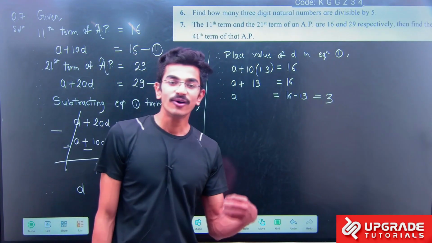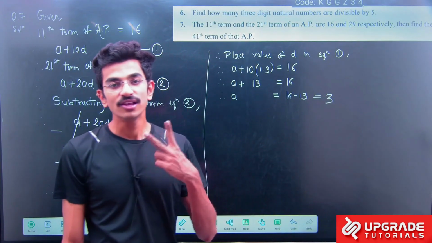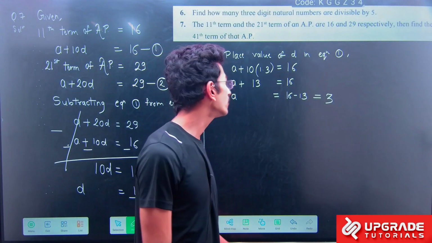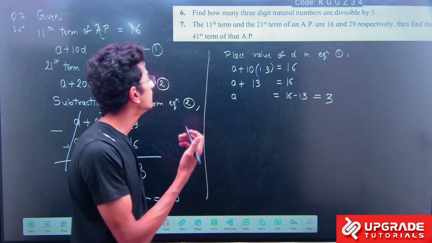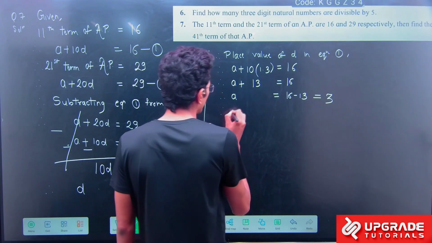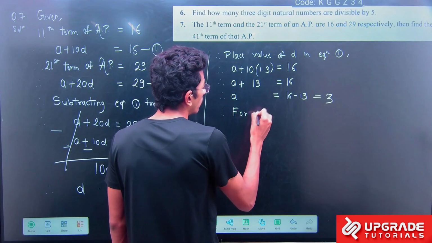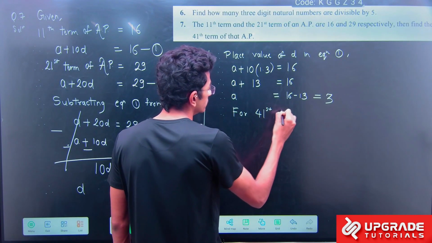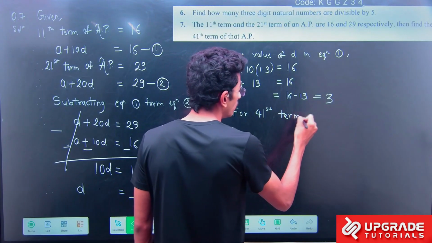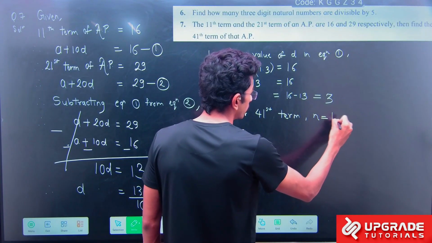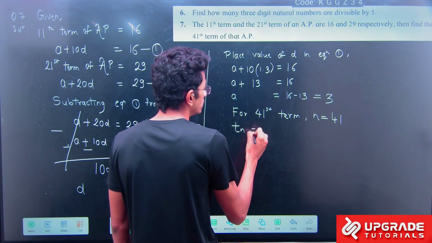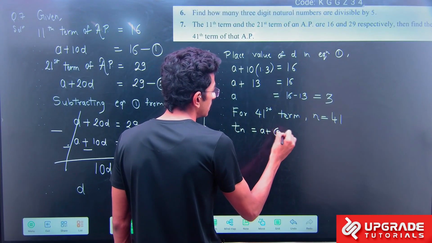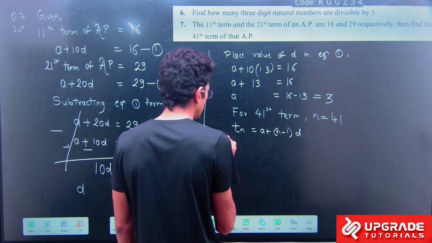So, we have found the value of a, and we have found the value of d. Now we just have to put them in the equation and we'll find the value of the 41st term. Therefore, for the 41st term, what will be the value of n? Yes, 41. Therefore, Tn is equal to a plus n minus 1 into d.